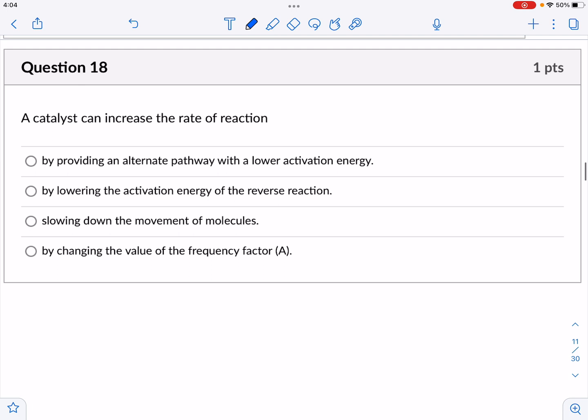A catalyst increases the rate of the reaction. Does a reaction go faster because you are slowing down movement of molecules? No, that's not quite why it does it. It provides an alternate pathway with a lower activation energy. Lower activation energy, yes, that's what we want.